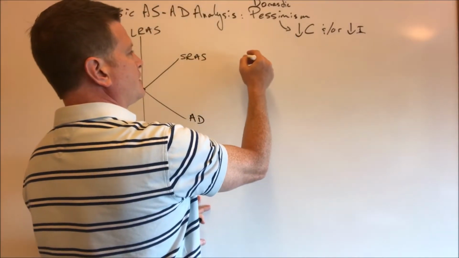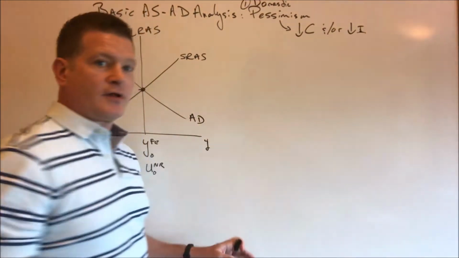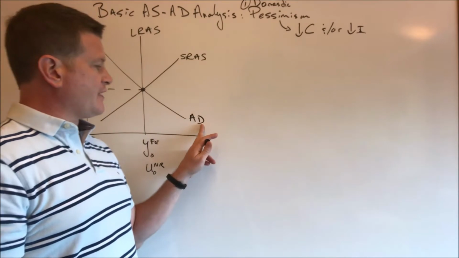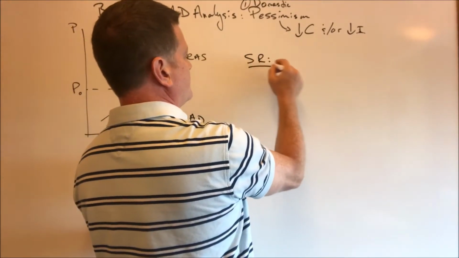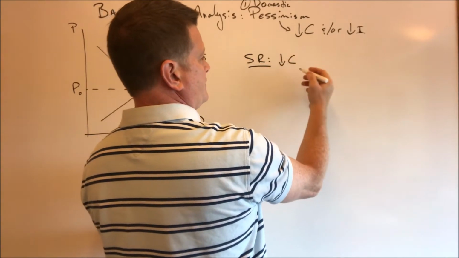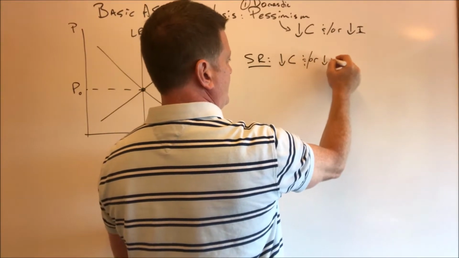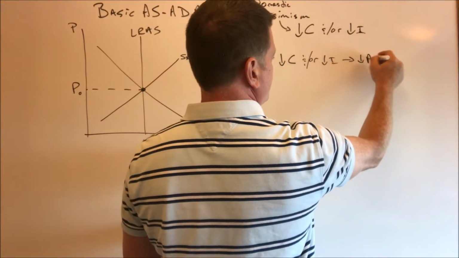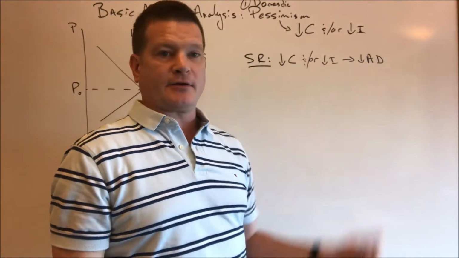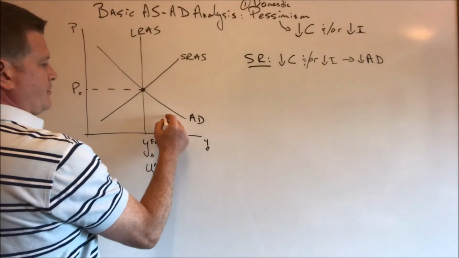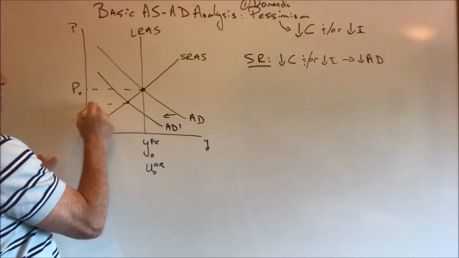So to conduct our analysis, step one is always to take the shock and convert it into one of the factors. Those factors are factors of aggregate demand. So in the short run, a drop in C and/or I generates a drop in aggregate demand. Now we put that into our graph. A drop in aggregate demand looks like this.